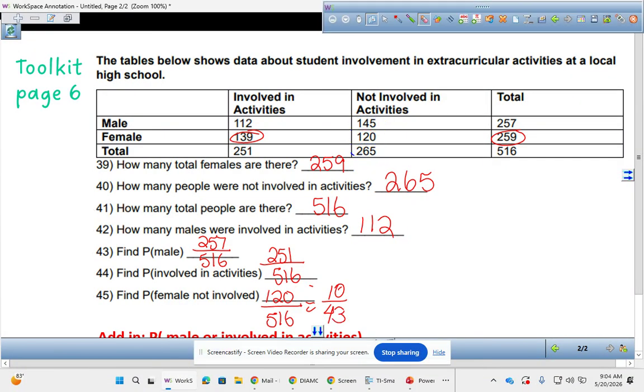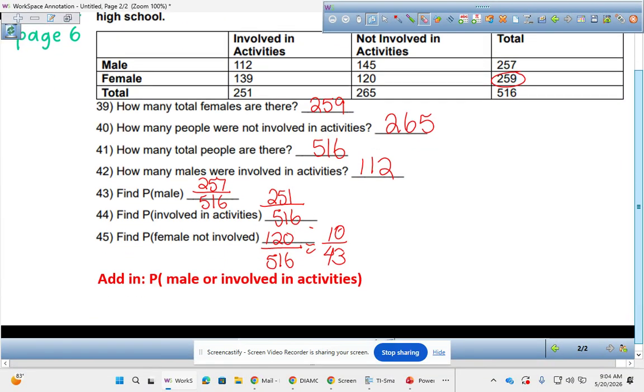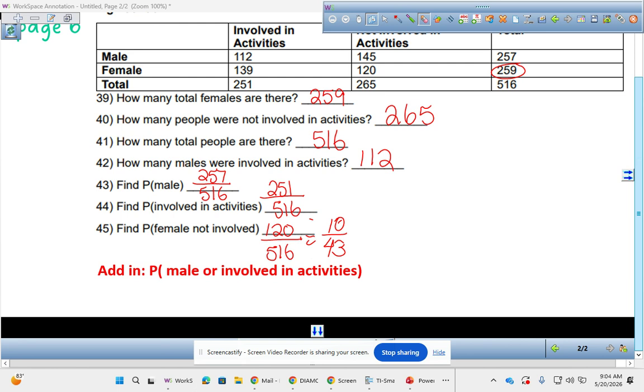We're gonna add one. There is some space off to the side on this one, like off to the bottom corner. I want you to add in this last one: probability of male or involved in activities. I wanna know the chances that if I randomly pick one person, that one person is either male or involved in activities. I'm only picking one person.